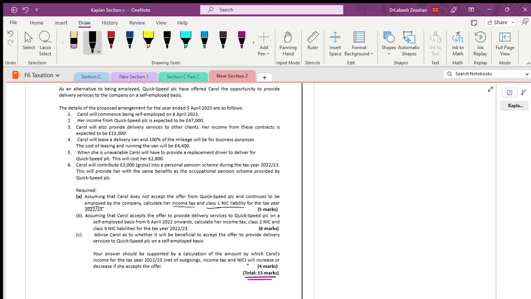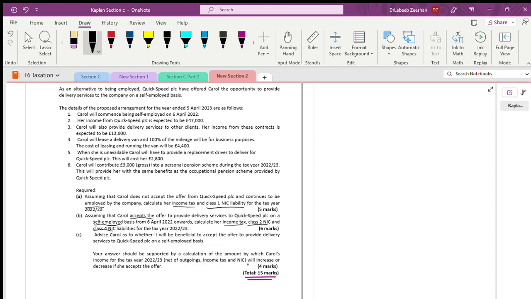5 marks. Second one: assume that Carol accepts the offer to provide delivery services to Quick Speed on a self-employed basis. The first one is employment, the second one is self-employment. From 6th April 2022 onwards, calculate her income tax, class 2 NIC and class 4 NIC. These are the examinable points they will examine in the examination. It is very easy, and wherever there is difficulty I will tell you.